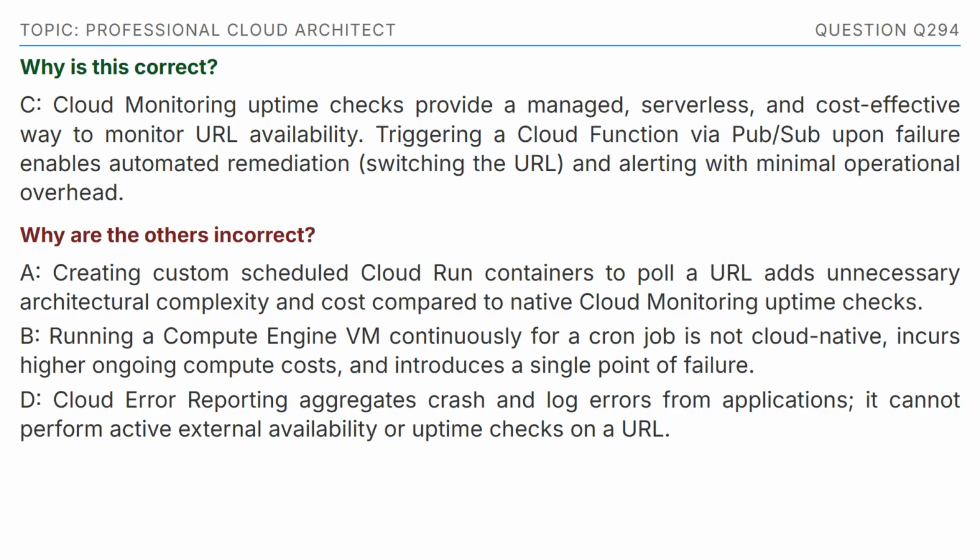Why are the others incorrect? A. Creating custom scheduled Cloud Run containers to poll a URL adds unnecessary architectural complexity and cost compared to native Cloud Monitoring uptime checks. B. Running a Compute Engine VM continuously for a cron job is not cloud native, incurs higher ongoing compute costs, and introduces a single point of failure. D. Cloud Error Reporting aggregates crash and log errors from applications. It cannot perform active external availability or uptime checks on a URL.